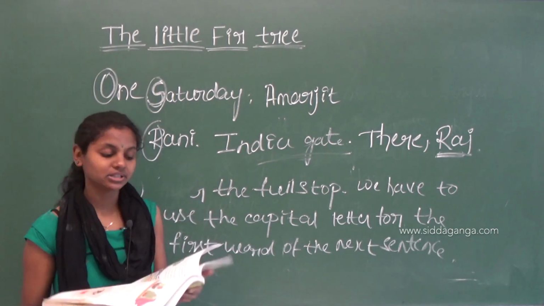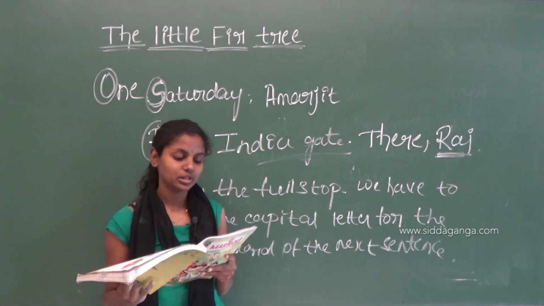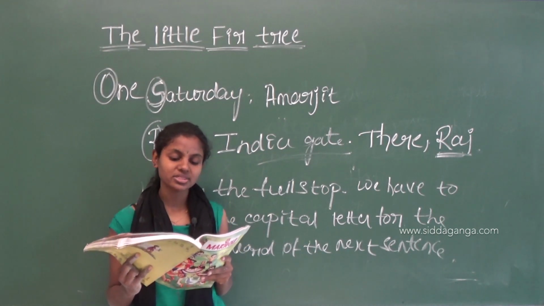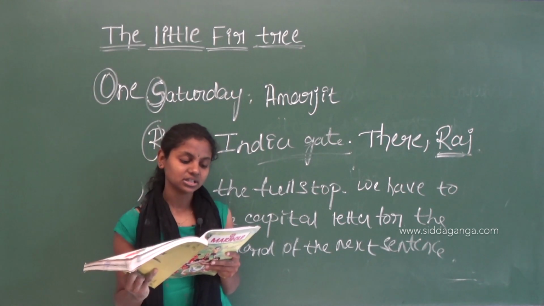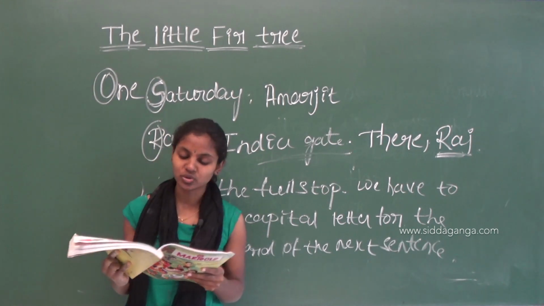Okay, open page number 30, that is Let's Talk. Look at the picture below in the yellow box. There are 8 things. You can see 6 of them in the picture. You cannot see the other 2. Write down the 4 things that you can see.